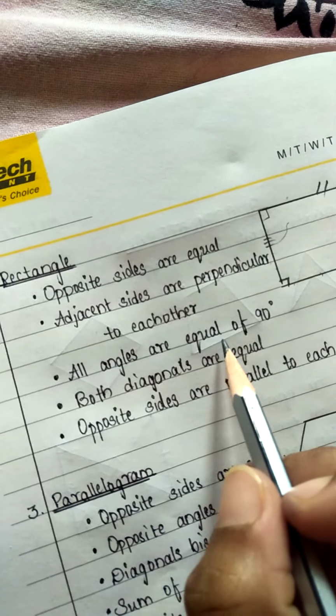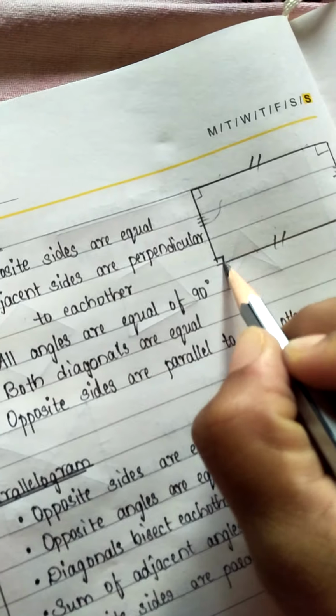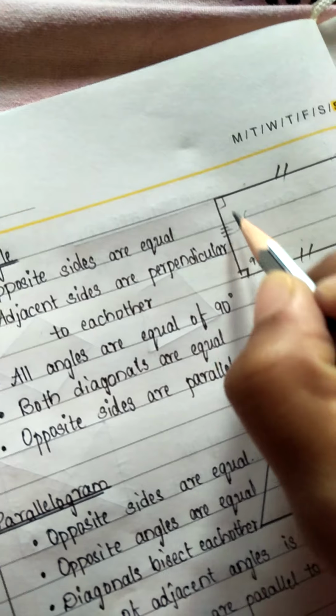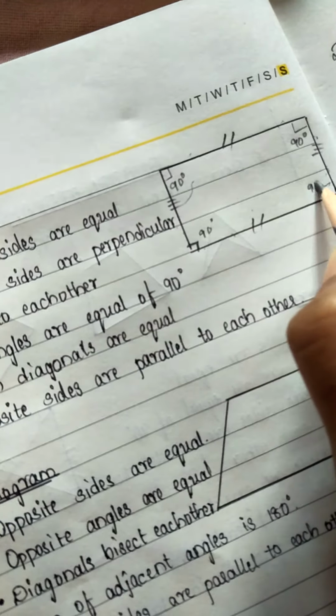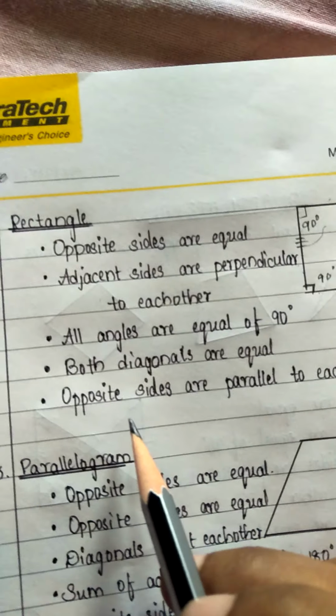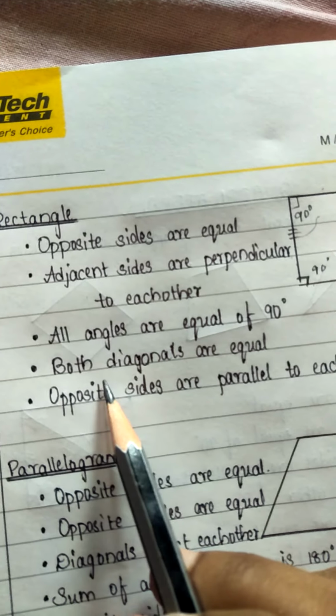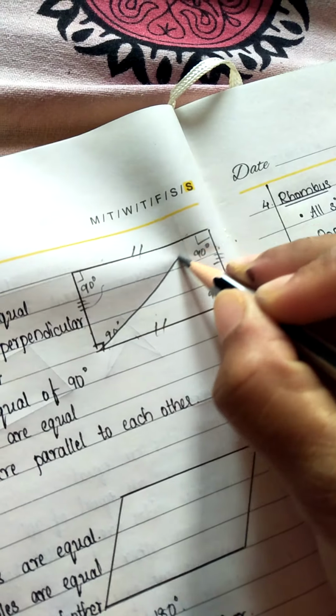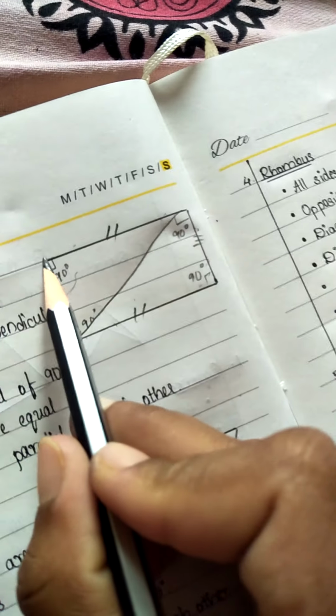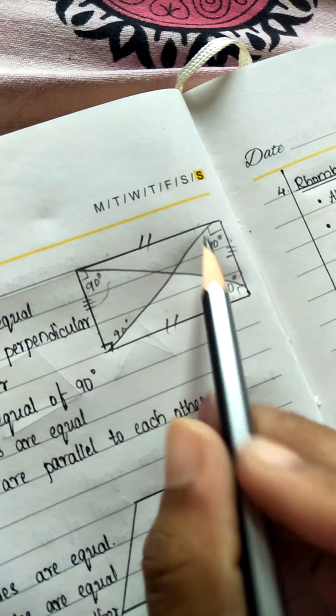All angles are equal, of 90 degrees. These are all 90 degrees, same in a rectangle as in a square. Both diagonals are equal. Here these are the diagonals. These both diagonals are equal.